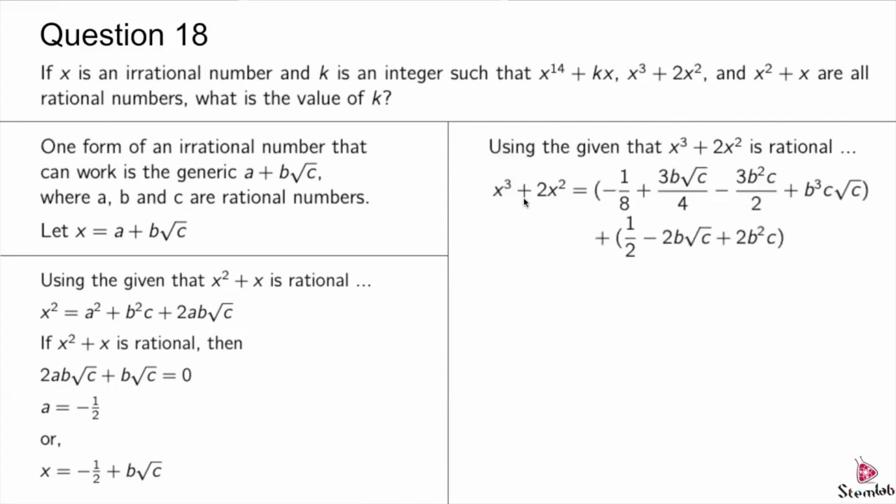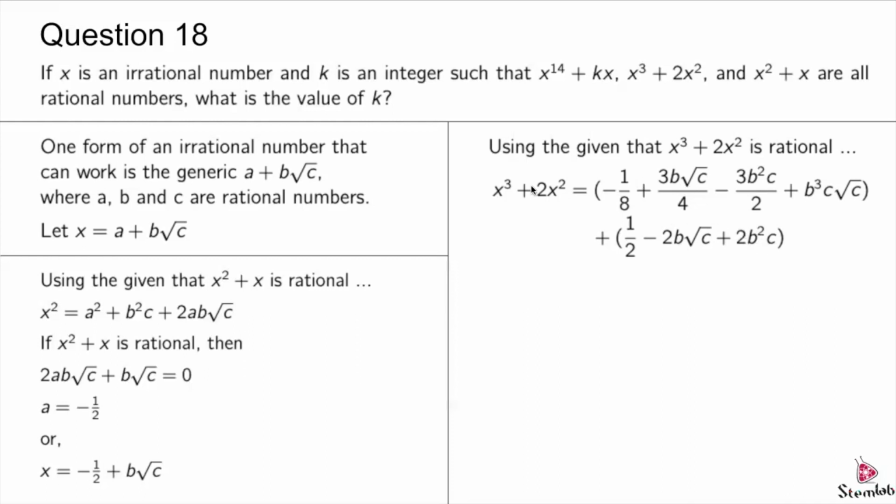We can express x cubed plus 2x squared now as the expanded form of our new x, right? Or the recently found x. So x cubed plus 2x squared is no more than negative 1a plus 3b root c over 4 minus 3b squared c over 2 plus b cubed c root c. This is nothing more than the expansion, using binomial theorem or just Pascal's triangle, of x cubed. And then we have twice of x squared. Twice of x squared is no more than 1/2 minus 2b root c plus 2b squared c.